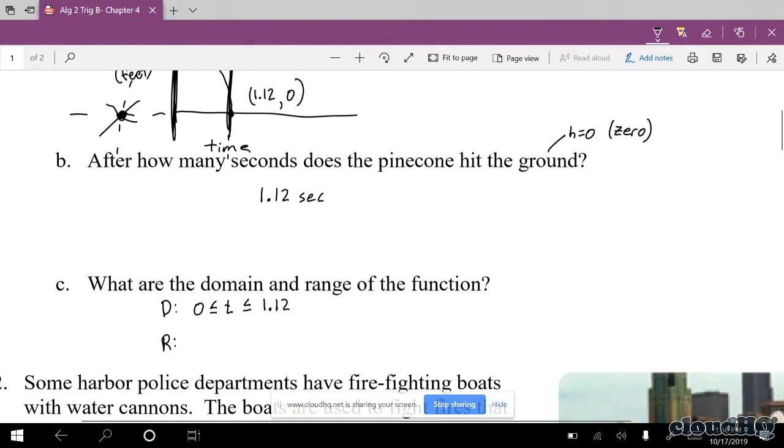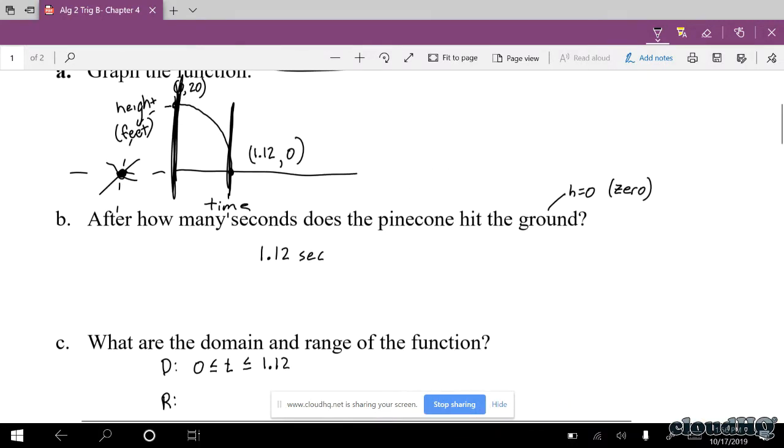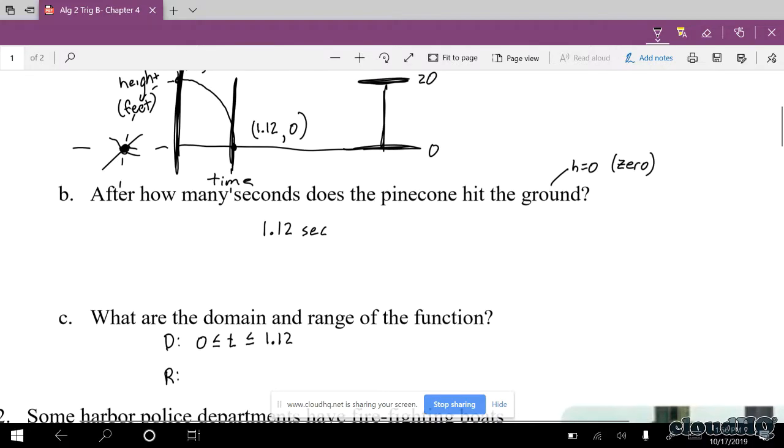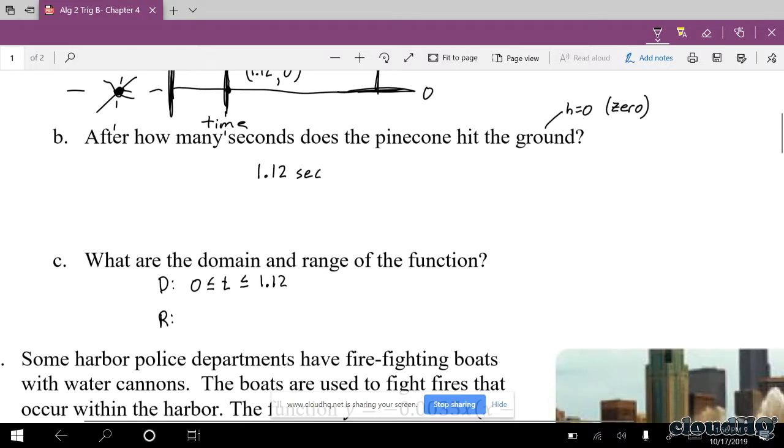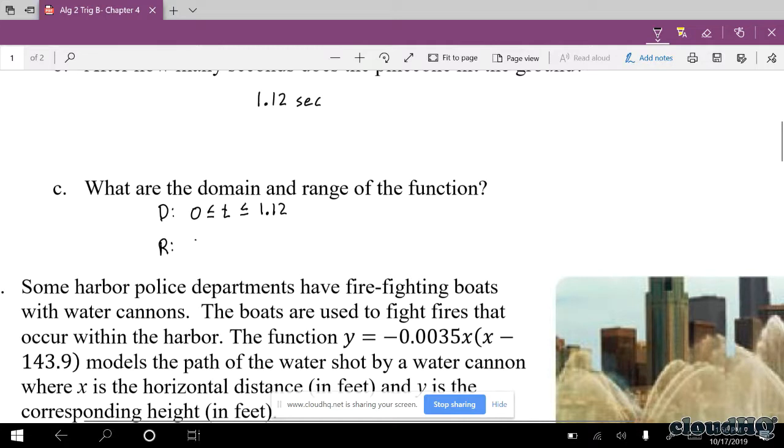The range, well, that would be where it started to where it finished. So this would be our range. The highest it ever was was 20, and the lowest it ever got, it stopped when it hit the ground at 0. So the height, which they called h, ranged from 0 to 20.